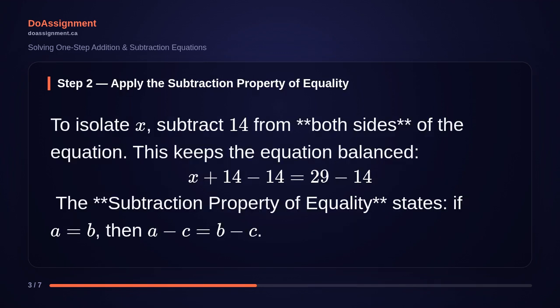To get x by itself, we subtract 14 from both sides of the equation. Whatever we do to one side, we must do to the other. This keeps the equation balanced. This rule is called the subtraction property of equality.